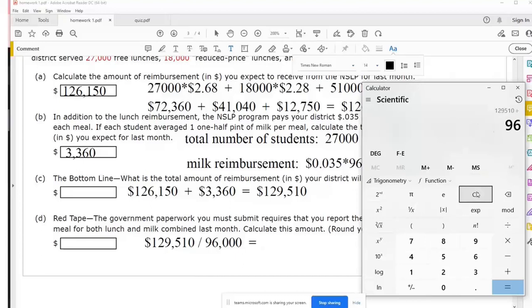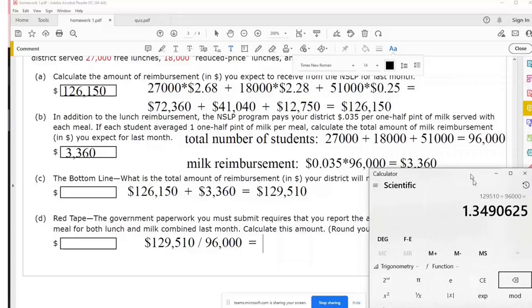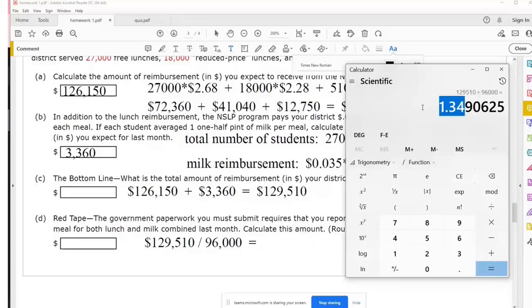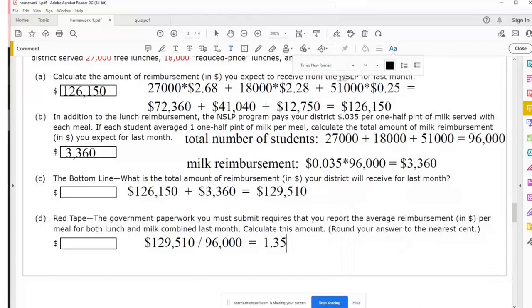129,510 divided by 96,000. Oh, that's not right, because it comes out even, I think. Maybe it doesn't. This says round to the nearest cent. So it's $1.35 for my problem because that 4 rounds up. So you're getting $1.35 per student.